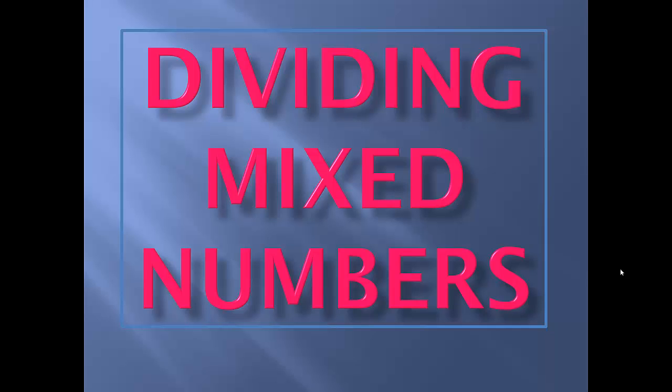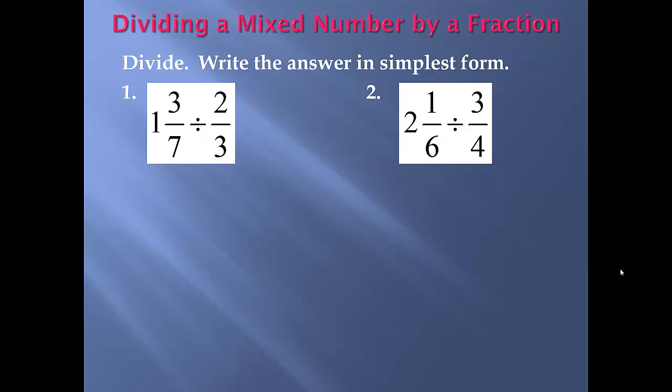Today's lesson is on dividing mixed numbers. First, we're going to look at dividing a mixed number by a fraction. So we're going to divide. We want to write the answer in simplest form. So for number 1, we have 1 3/7 divided by 2/3.